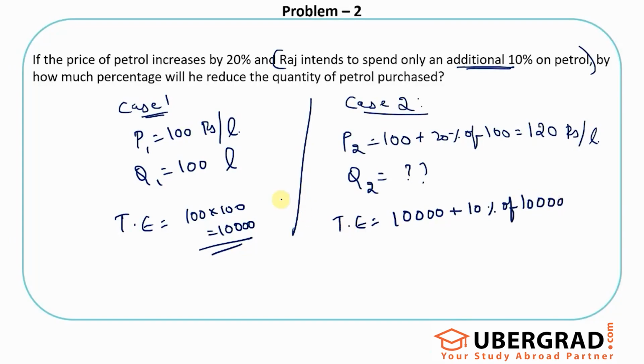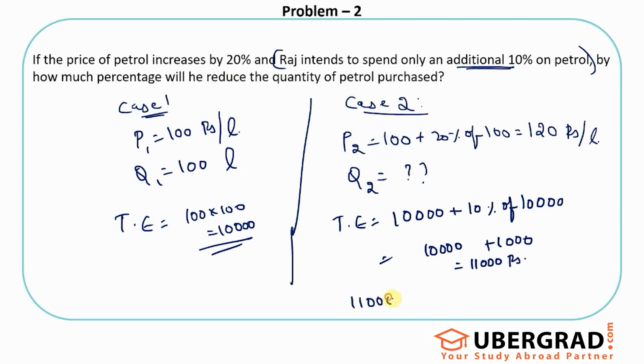If you remember the earlier case, the question was talking about maintaining the same expenditure. If that is the case, I would have taken total expenditure in this case also as 10,000 only. But here there is an additional clue which says Raj intends to spend an additional 10% on petrol. So he was spending 10,000 earlier. 10% of 10,000 is 1,000. So now he is ready to spend 11,000 rupees on petrol. This decision he has taken because of the hike in the price. So what do I have to do now?